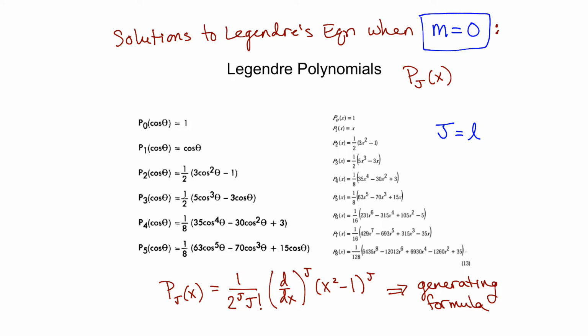Our generating formula leads to polynomials in x, and those polynomials will be even or odd depending on whether your J is even or odd. So we'll get an even function if J is even, as we see for these, or we'll get an odd function if J is odd, as we see with these.